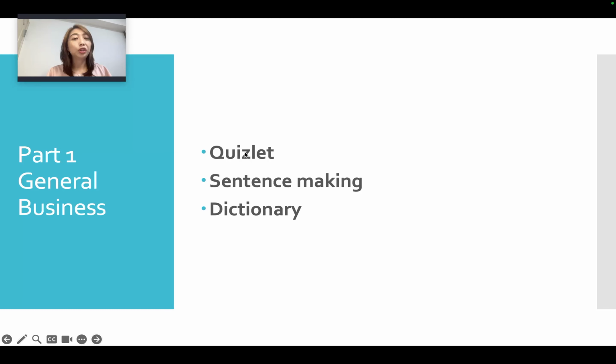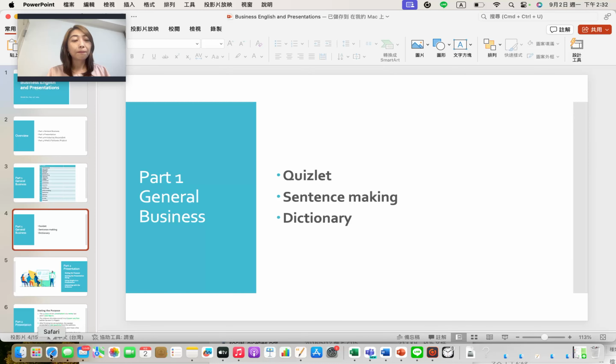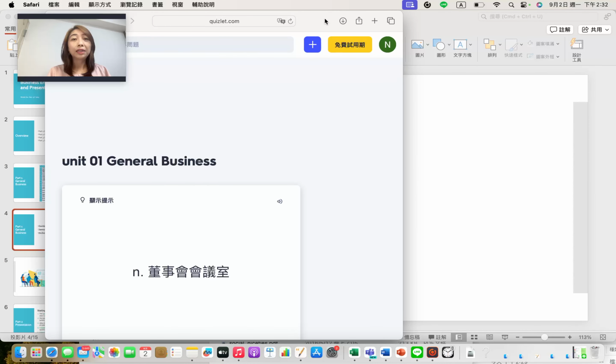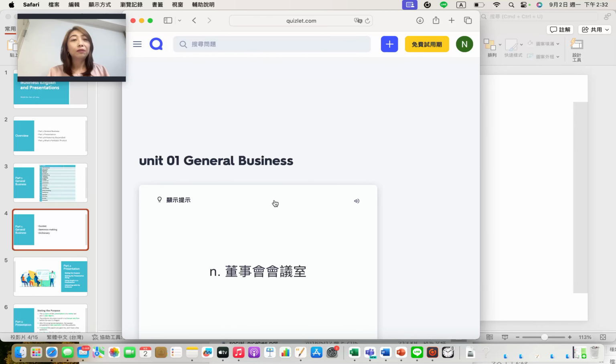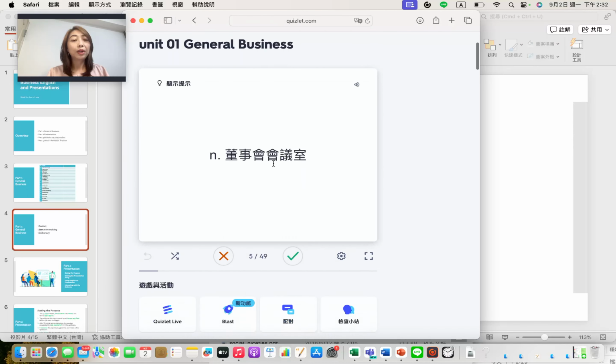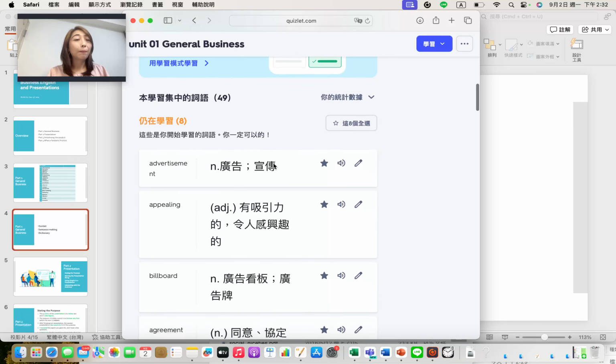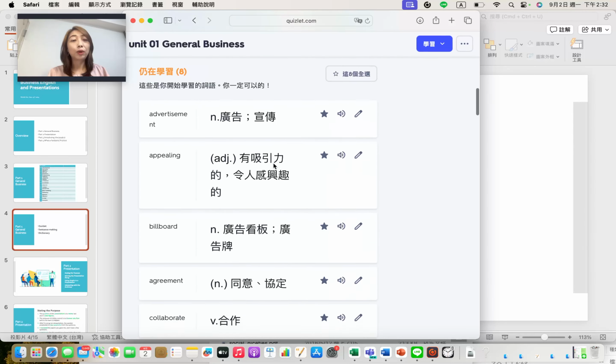So now let's see. First one, we're going to choose Quizlet. Quizlet is a website and also an app. We can show you how to memorize the words. For example, let me show you here. You can see this is Quizlet. This is the word, and as you can see, I have keyed in some words for you.